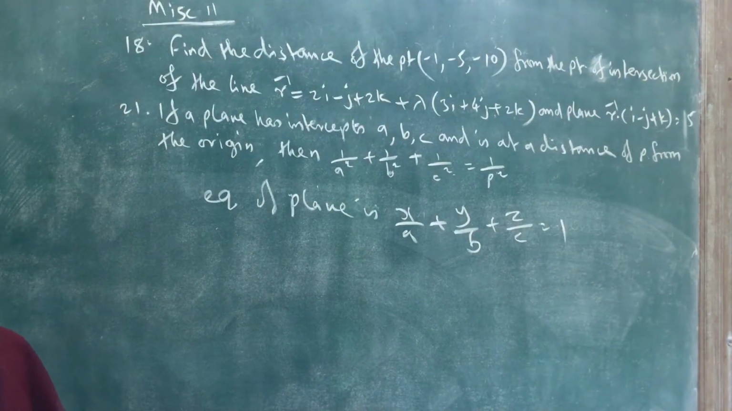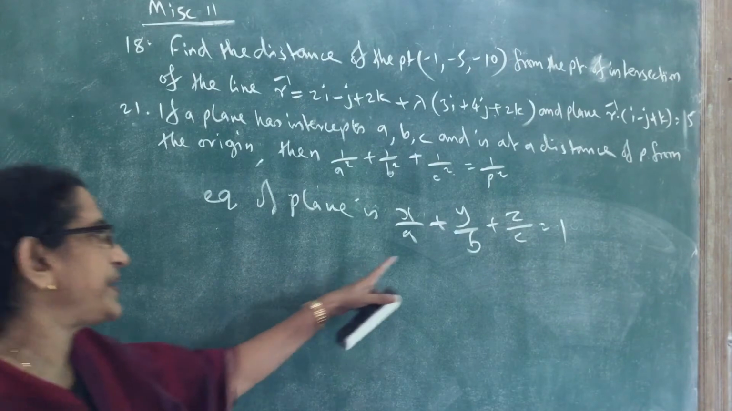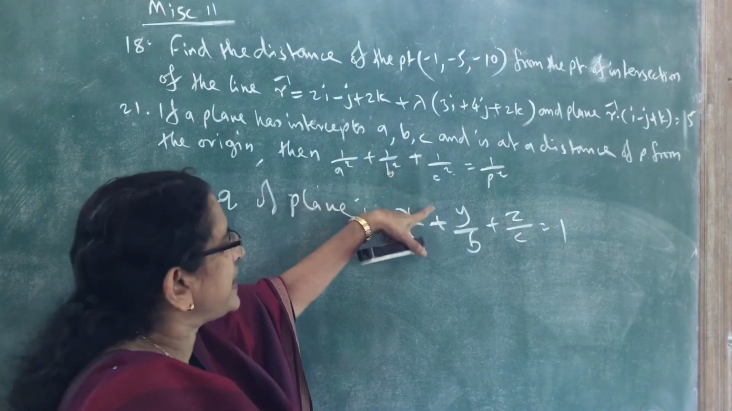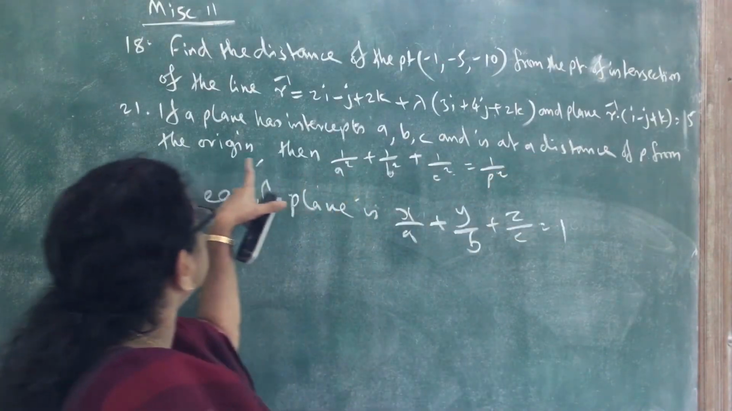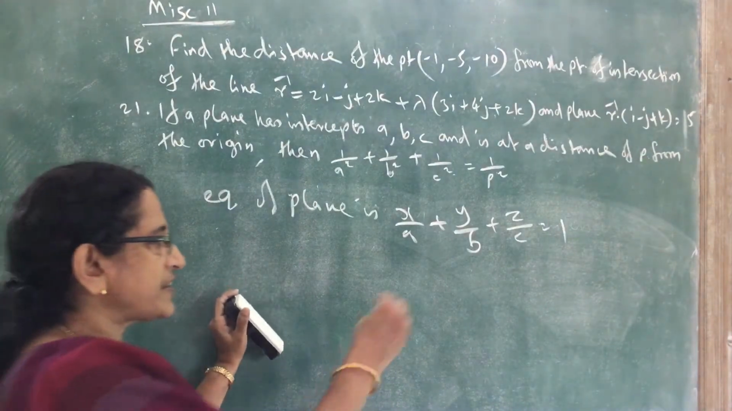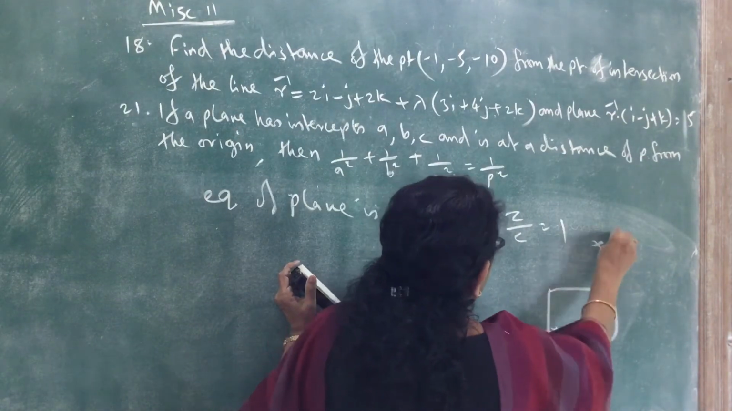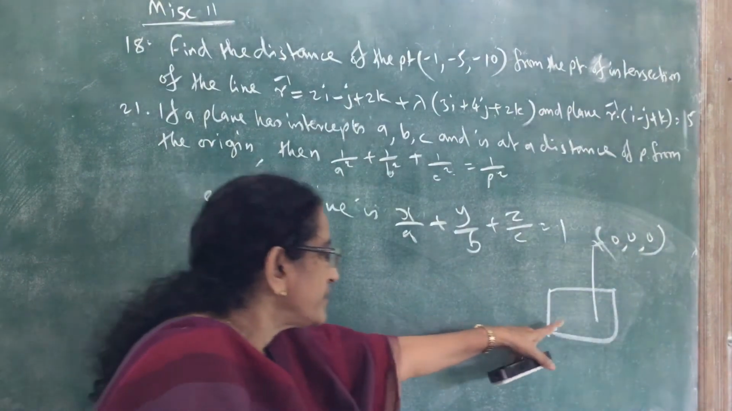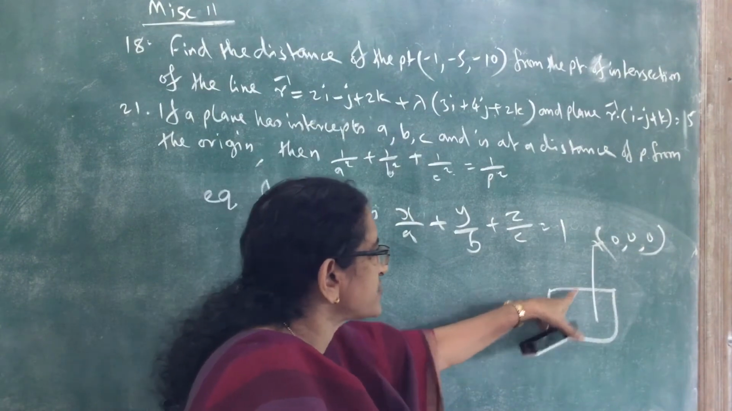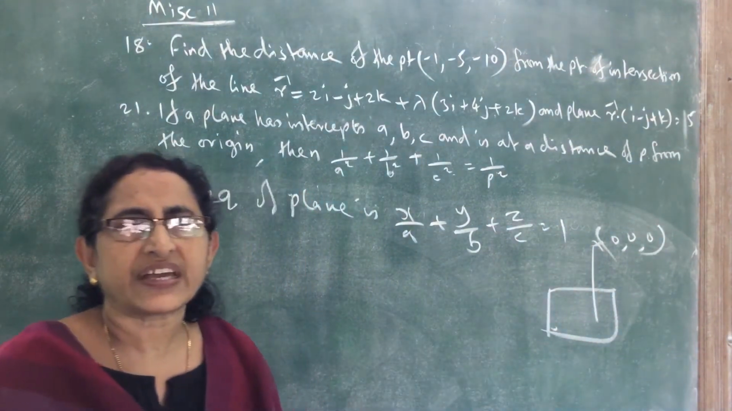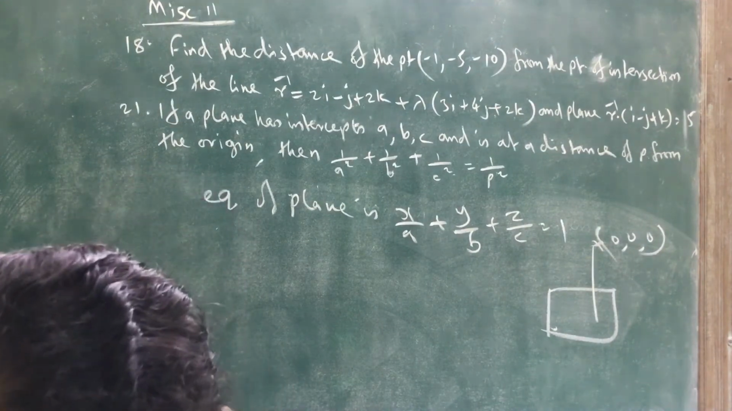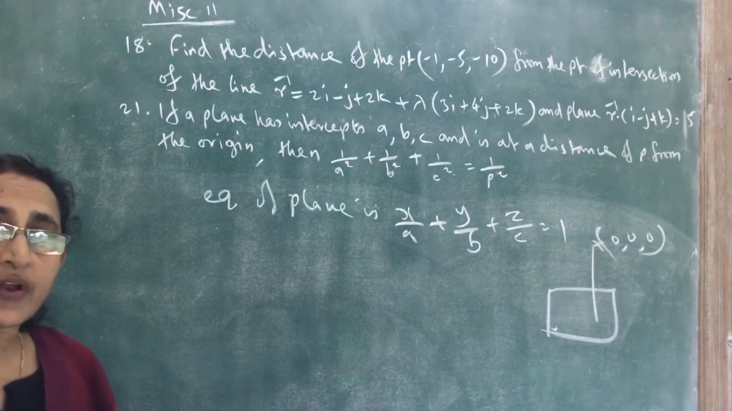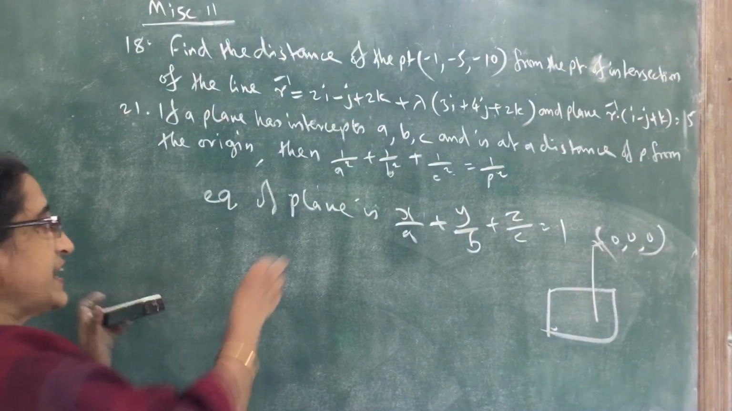If we know the intercepts, x intercept a, y intercept b, z intercept c, this is the equation of the plane. Now given that this plane is at a distance of p units from the origin, we can apply the formula for the distance from a point to a plane. This is the point 0, 0, 0, the origin, and this is the equation of the plane. We have to find the distance from the origin to this plane, using the formula (ax1 plus by1 plus cz1 minus d) by root of a square plus b square plus c square.